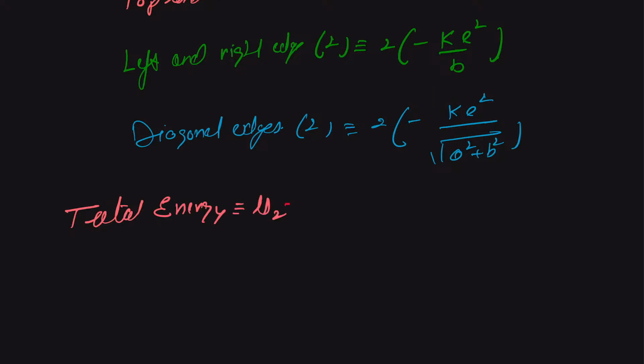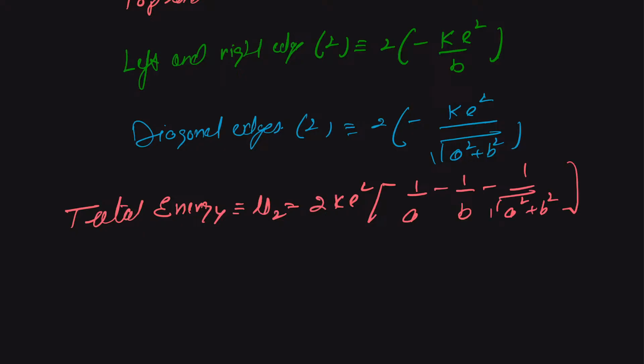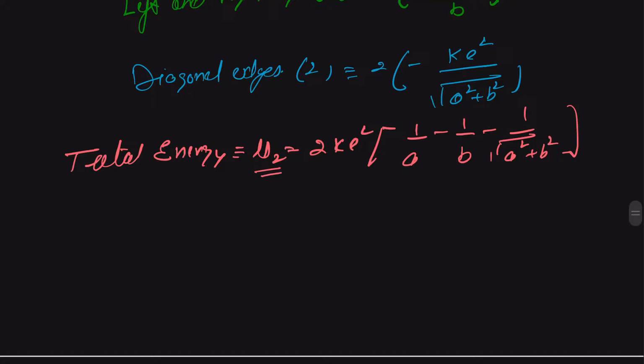Once again, the total energy, that is our U2, we can easily write as 2k e square times 1 by a minus 1 by b minus 1 upon the square root of a square plus b square. So this will be the total energy, that is our U2. And we are supposed to find out whether the work done will be positive or not. So for positive work, we know that our U2 should be greater than 0.